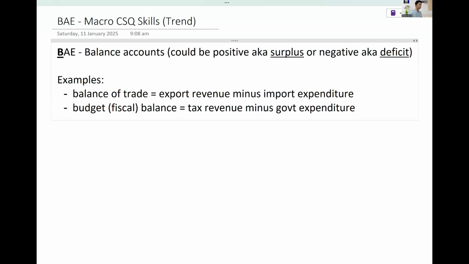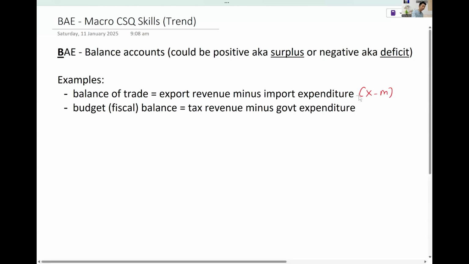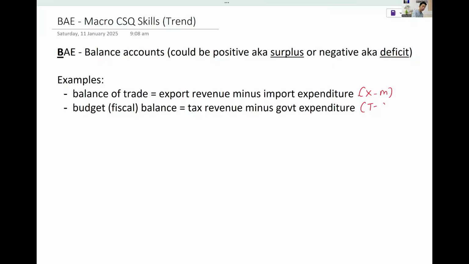So balance of trade, in short, is X minus M. And some people say, why is it M for imports? Why not I? Because I has been reserved by another term called investments. So no choice, we take the next alphabet. Nothing beyond that. Then your budget balance is T minus G. X minus M, T minus G. These are balance accounts.